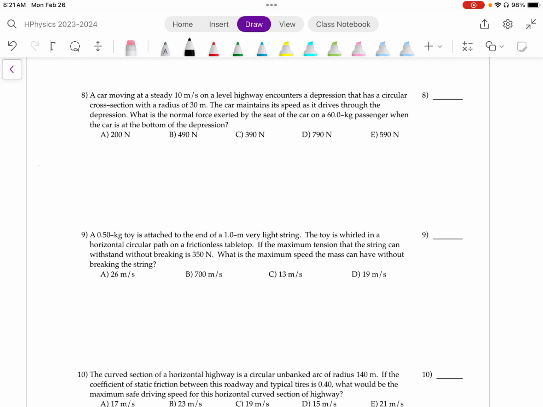So let's first start off by drawing. I'm exaggerating the depression. So here is the car. The person's inside the car, and this dot represents the forces acting on the person. This is the axis of rotation of this dip, which has a radius. If you can imagine, there's an imaginary circle. And I'm going to draw the forces acting on the person. This is force normal up, and we have force of gravity pointing down.